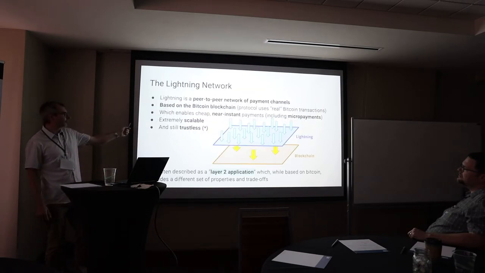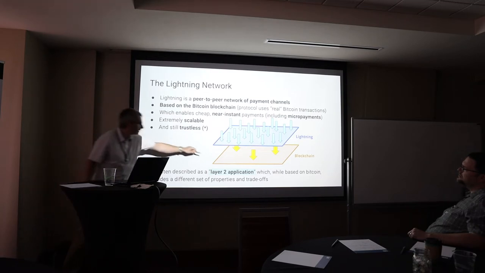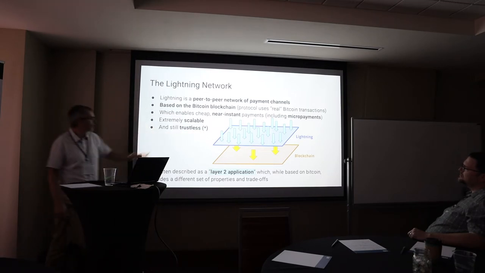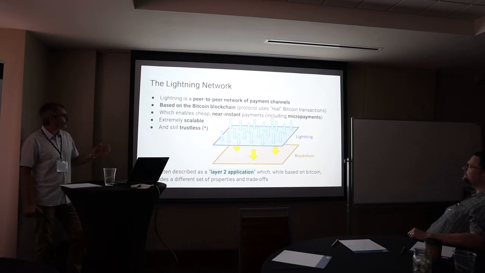It's described sometimes as a layer 2, like a layer on top of Bitcoin, or an off-chain system, like everything is off the chain, everything is not published. It is based on the Bitcoin blockchain, as in Lightning is not about tokens or IOUs. Lightning uses actual, real Bitcoin transactions that have to be valid at all times. So it's really linked to the Bitcoin blockchain.